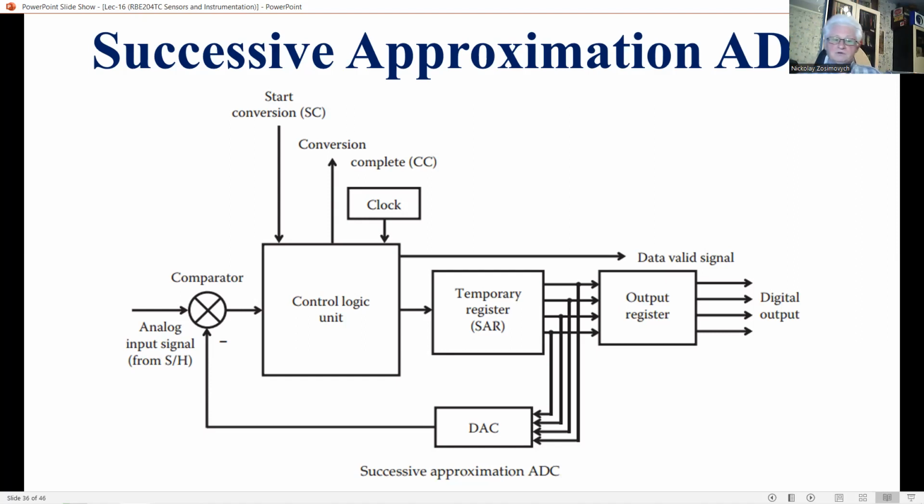The computer will not read the register if a data valid signal is not present. Hence, the total conversion time is approximately n times the conversion time for one bit. Typically, one bit conversion can be completed within one clock period.